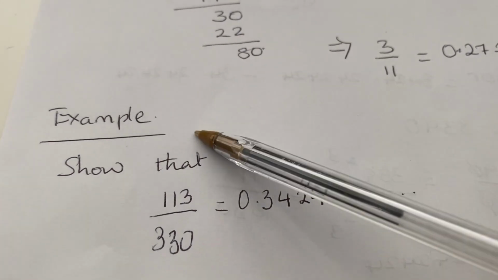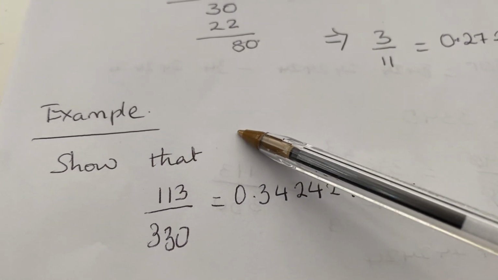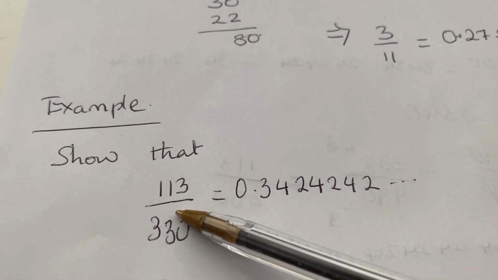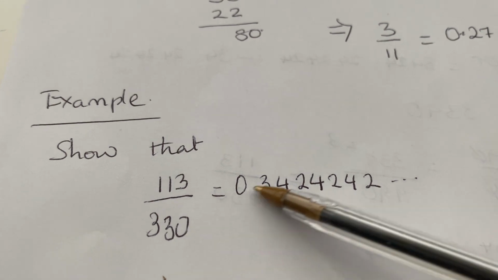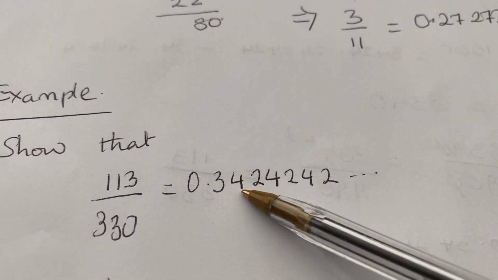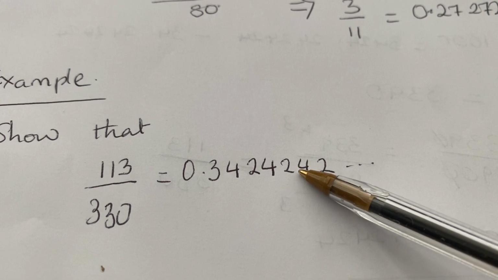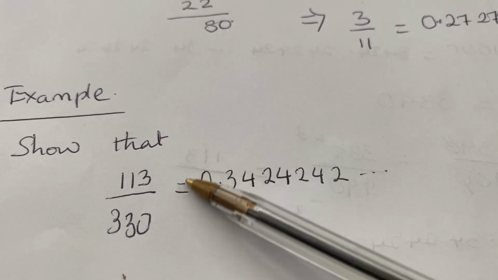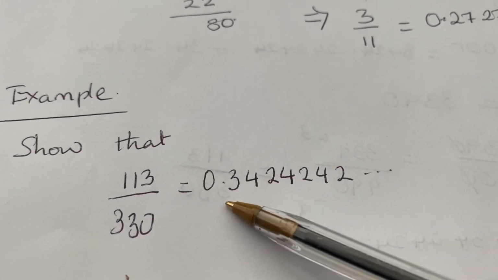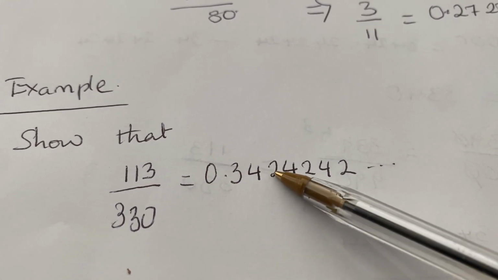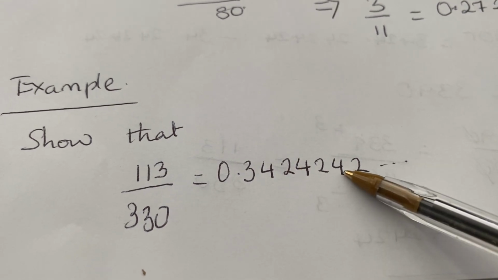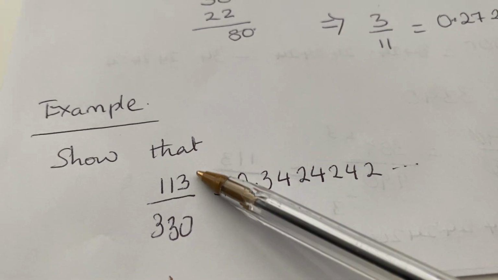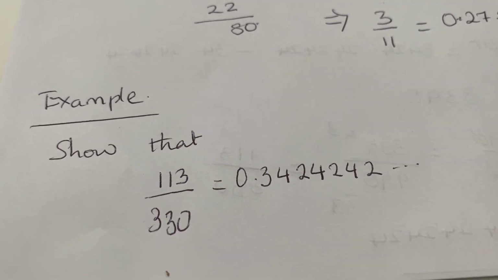Another example for the starter. Show that, or prove that, 113 over 330 equals 0.3424242. It can be the other way around: show that 0.3424242 is 113 over 330.